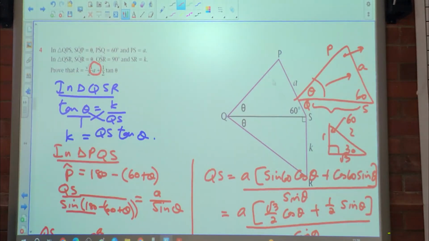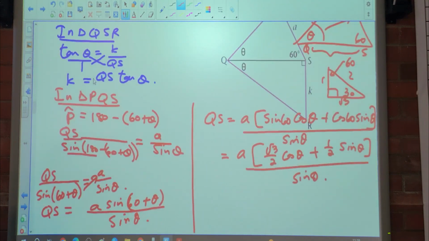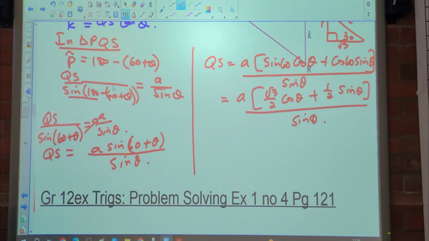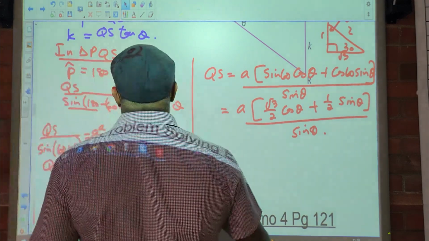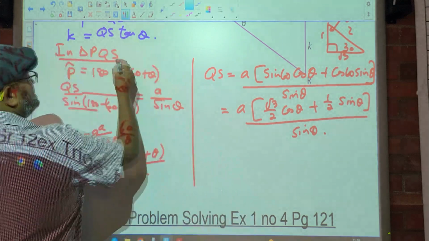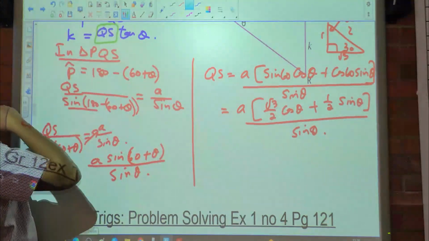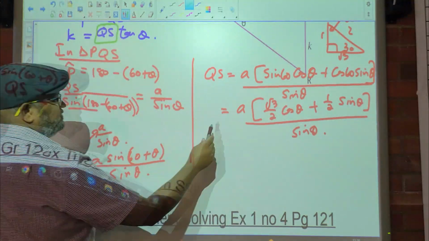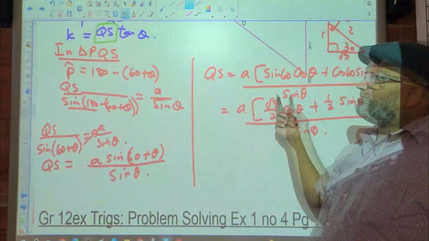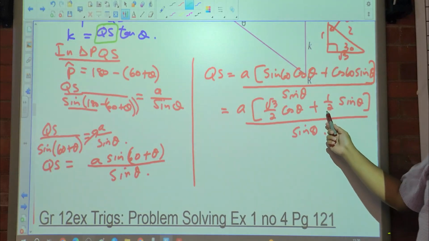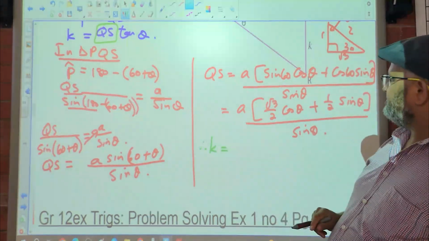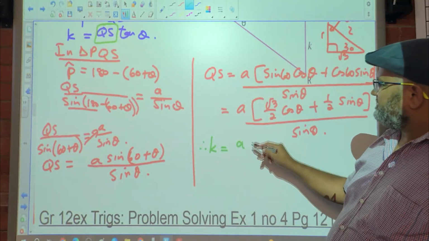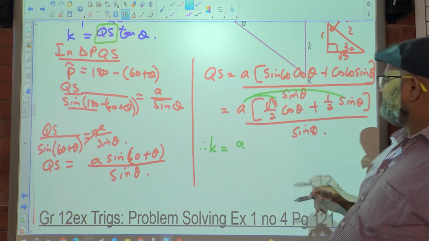So let's see what they have here. They have it apart, okay? Can you see that? So what I'm going to do is, I'm now going to replace QS with the story here. That's what QS is equal to. So therefore, K is equal to A. I'm going to multiply this out now.